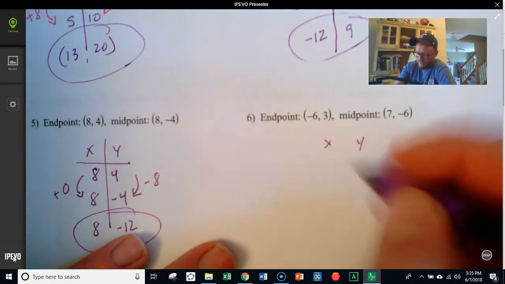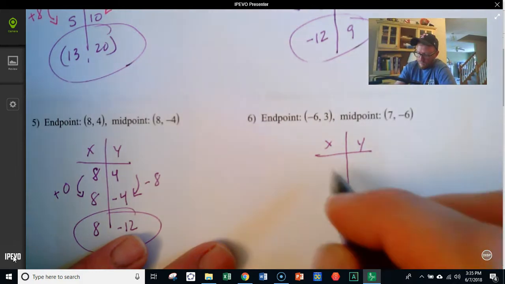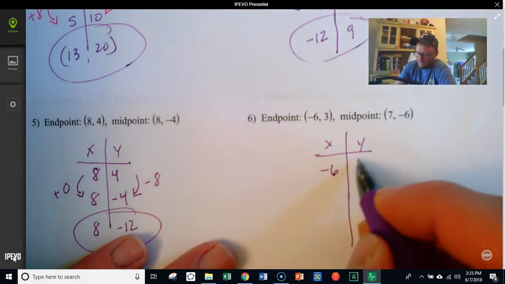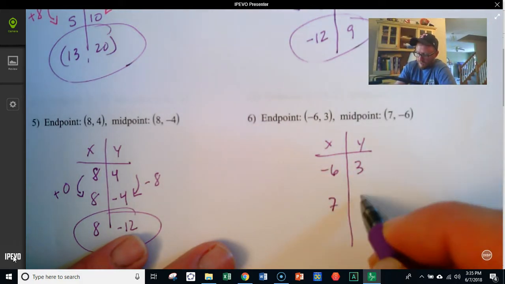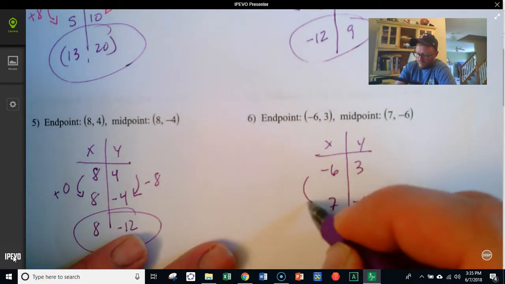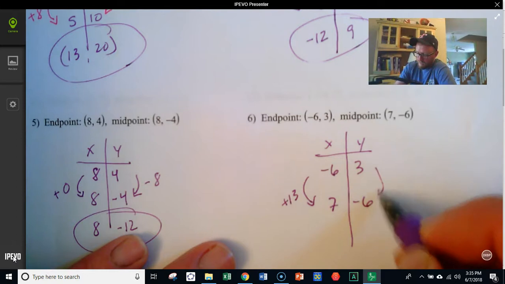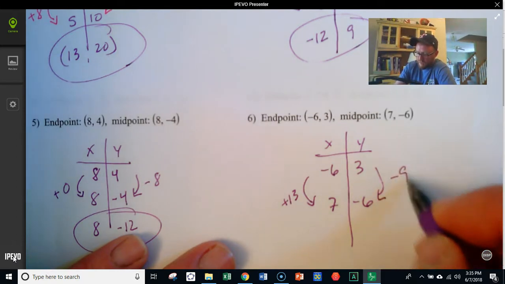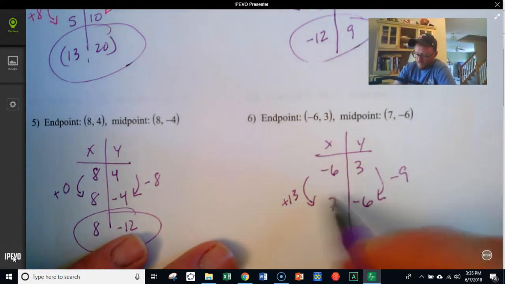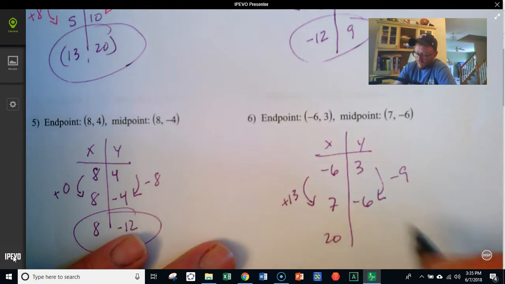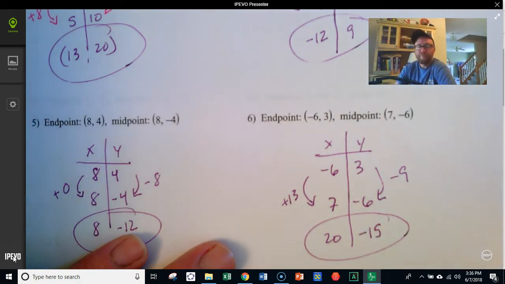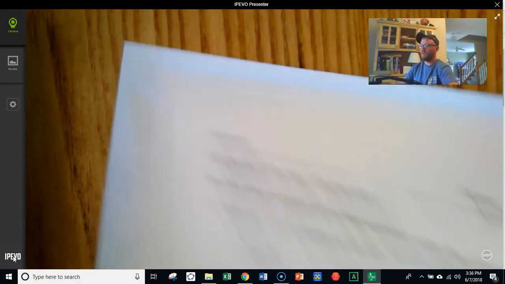Here you've got -6, 3, and 7, -6. So from -6 to 7 is plus 13, and from 3 to -6 is down 9. Plus another 13 would land us at 20, and down another 9 would land us at -15. Okay, let's take a look at some more.